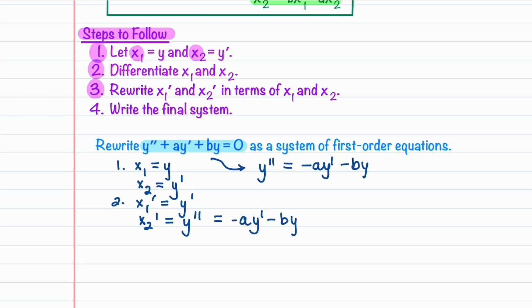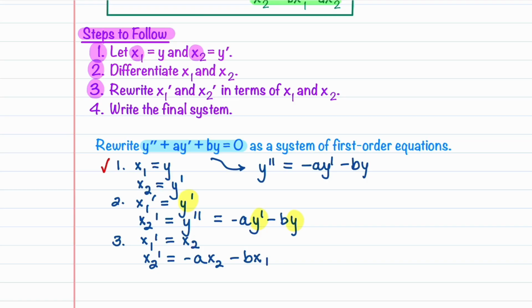Let's look up here at step 3. We are going to rewrite x1 prime and x2 prime in terms of x1 and x2. That just means we're going to substitute in for y prime and y. This gives us x1 prime is equal to y prime, which is x2, looking back up at step 1 for that. And then x2 prime is minus a times y prime, which is x2, and then we have minus b times y, which is x1.